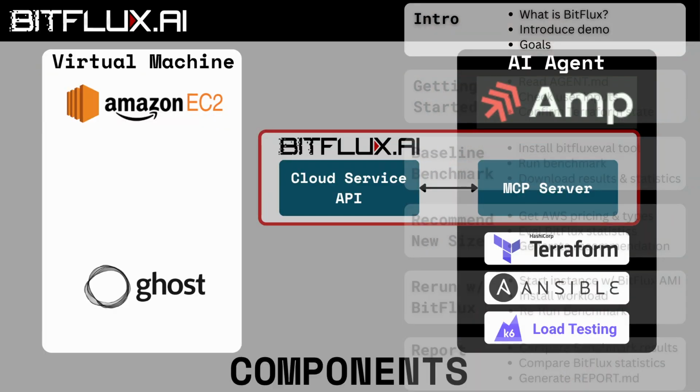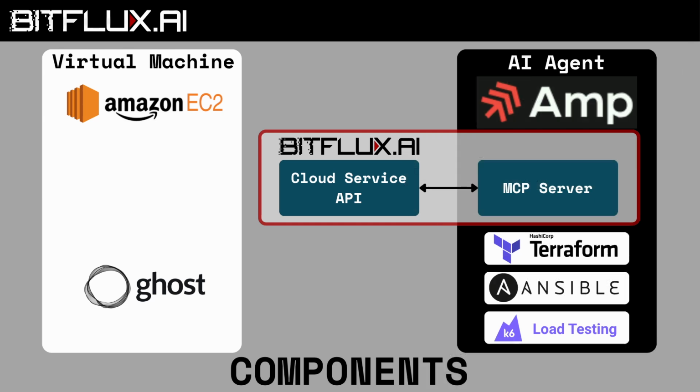To start with, in the cloud we have a VM running the Ghost blog platform in an AWS EC2 instance that's managed by Terraform and Ansible. On my workstation, I have the excellent AMP AI agent from SourceGraph with access to Terraform and Ansible environments, plus the Grafana Labs K6 for benchmarking, and of course, the BitFlux MCP server.